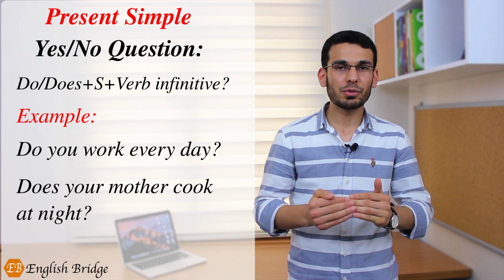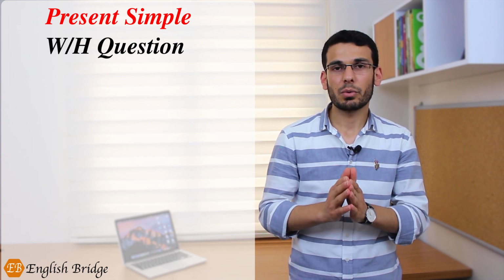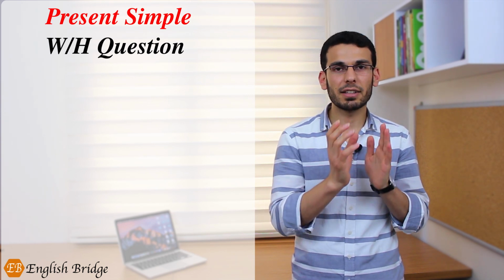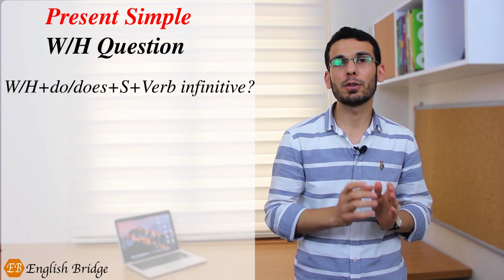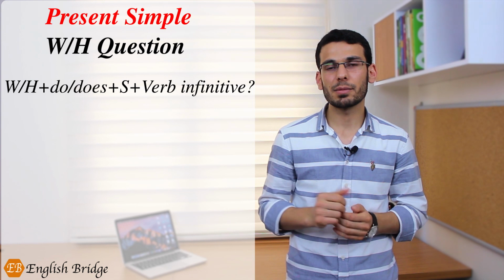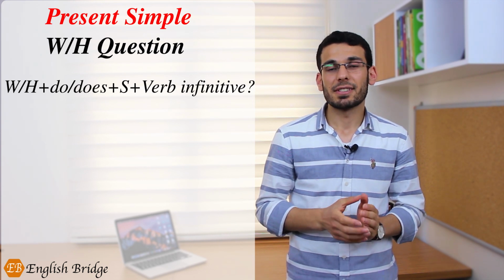Okay, now let's move to the WH question. WH question is just like the yes-no questions, and we just simply add a WH word to the beginning of the sentence. So we have WH followed by do or does, followed by subject, and after the subject we have an infinitive verb.